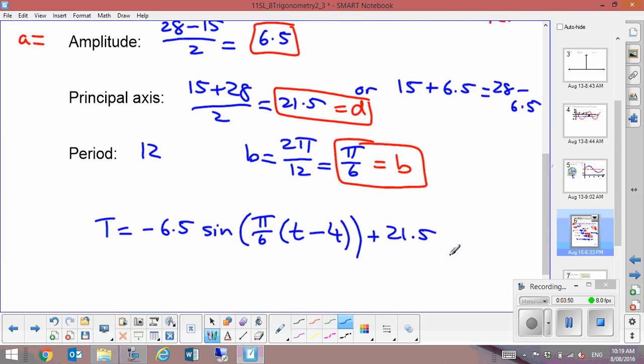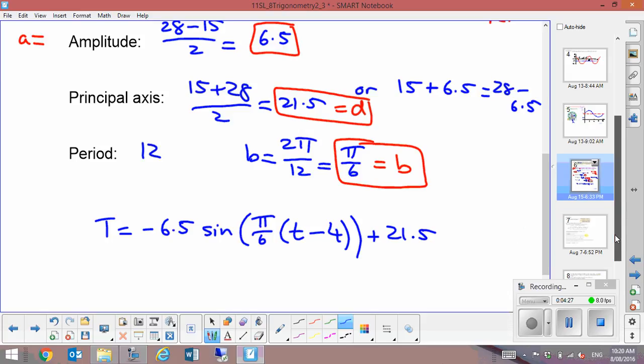So overall our equation becomes T, the temperature, is equal to a negative, because it's a negative sine graph, 6.5 was the amplitude, sine of brackets, pi on 6 is our B value, open a new bracket for the T minus 4. Always have those double brackets so that any translation is separated from the B value, which is to do with the period. And at the end, plus 21.5, which is our principal axis.